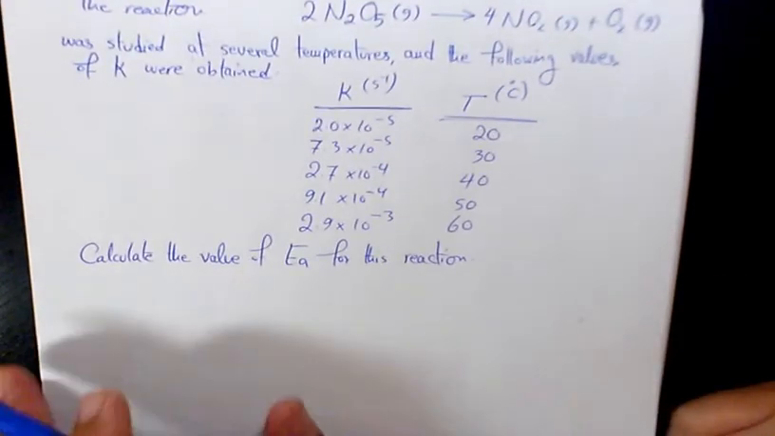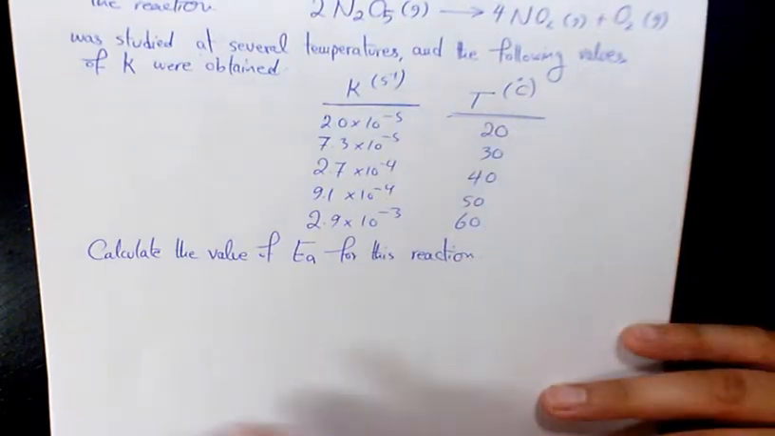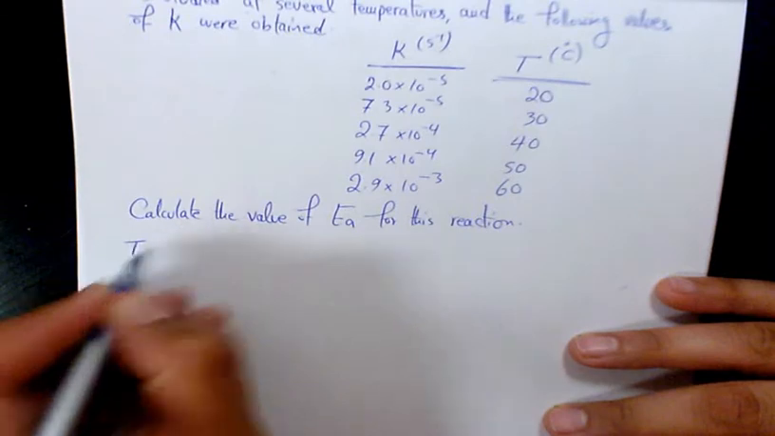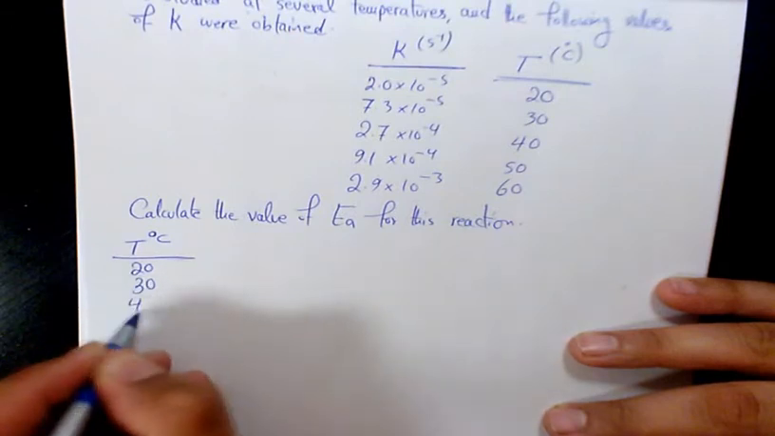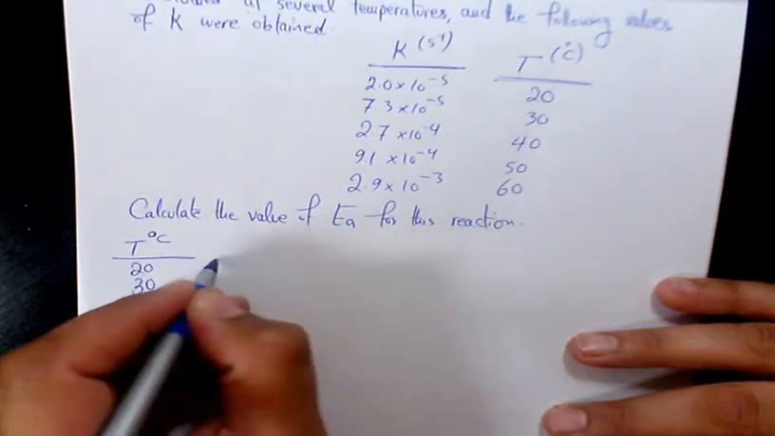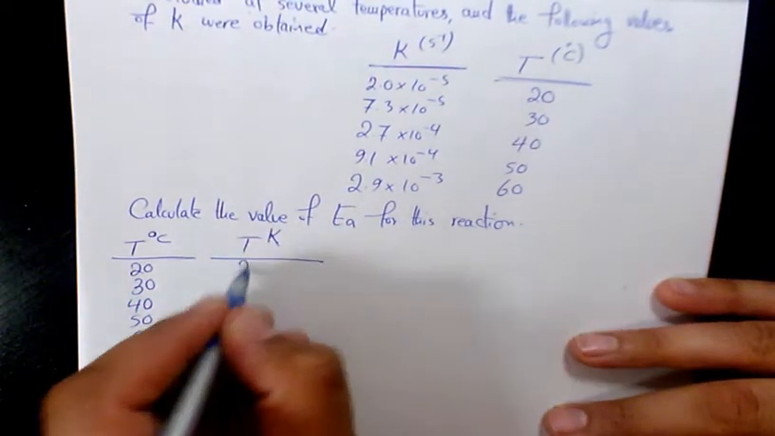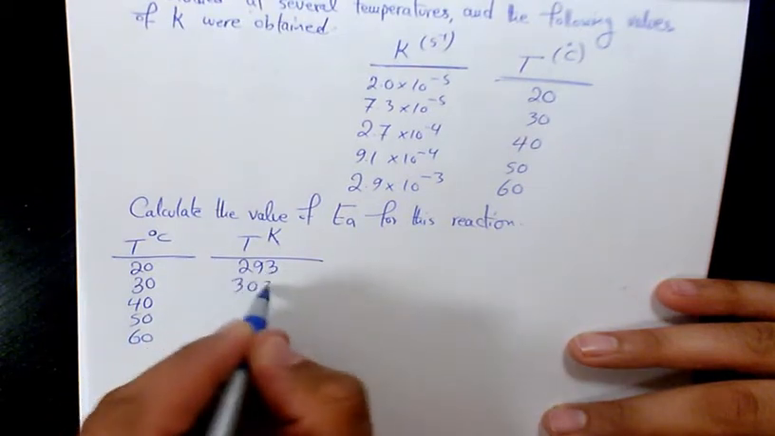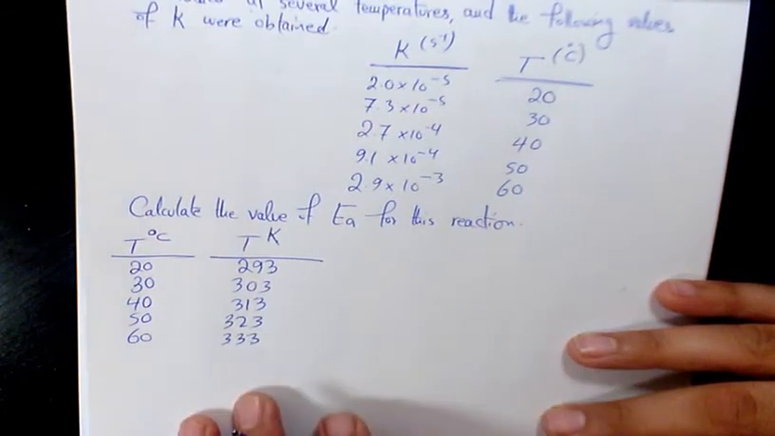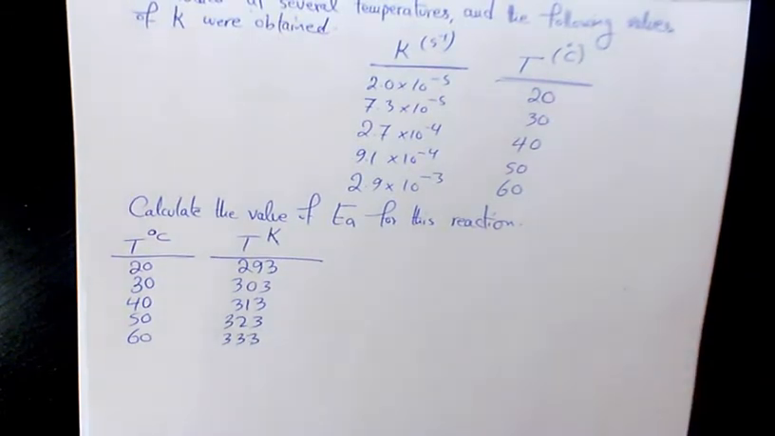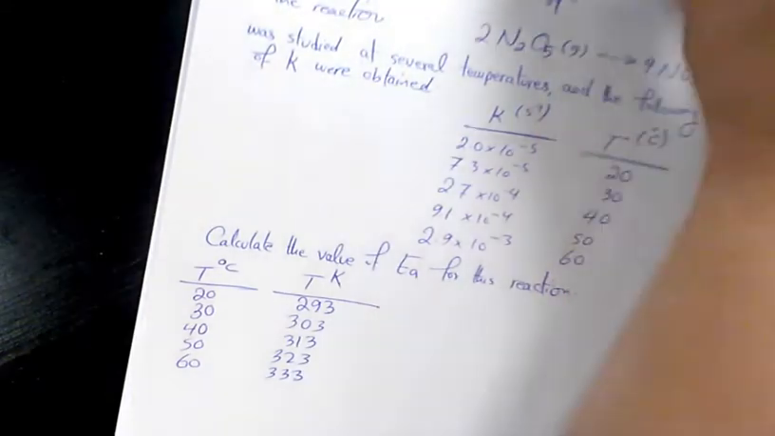In order to do it, first of all, we need to convert temperature in terms of Celsius to temperature in terms of Kelvin. So I'm going to have temperature in terms of Celsius: 20, 30, 40, 50, 60. Then we change it to temperature in terms of Kelvin, so we add 273. It's going to be 293, 303, 313, 323, 333. Then what we need to do is take the inverse of it, based on the formula we had.